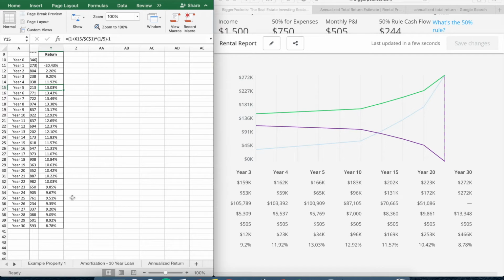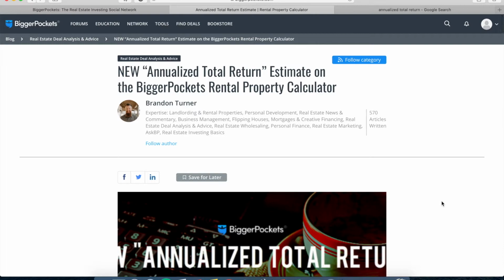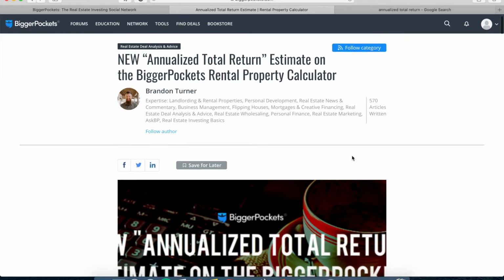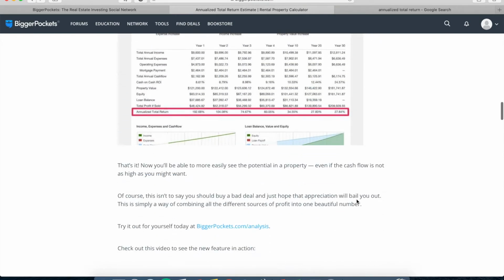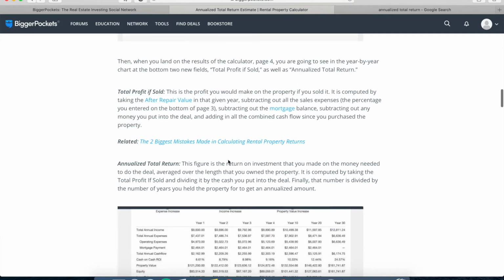However, now I'll jump into a bit about why I think they calculate it wrong. So I was able to find this blog post by Brandon Turner, and the blog post is about 4 years old, but he describes how to calculate the annualized return. And he says the annualized return is computed by taking the total profit if sold and dividing it by the cash you put into the deal. Now we know how much cash we put into the deal. You can watch my previous video to see how to calculate that. The total profit if sold is something that we don't yet know how to calculate. Luckily, Brandon explains how to calculate it up here.